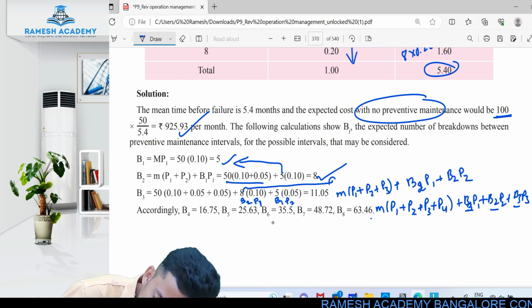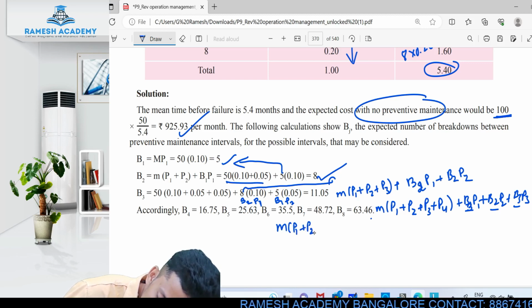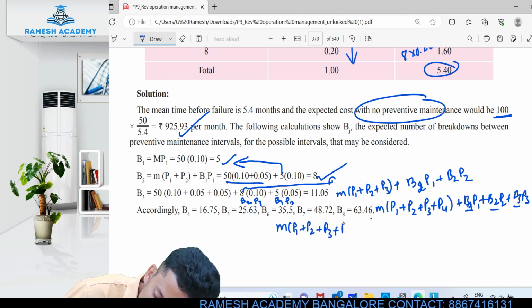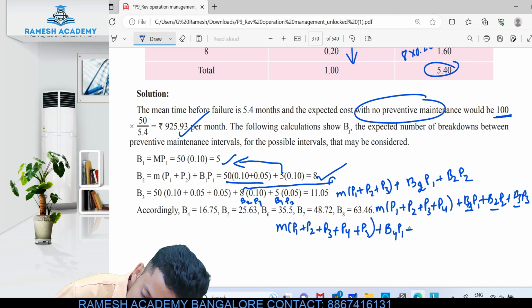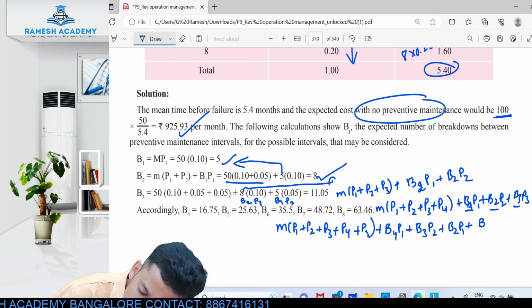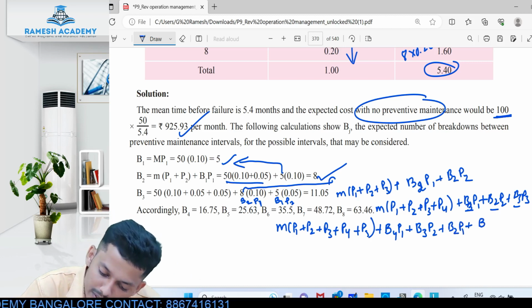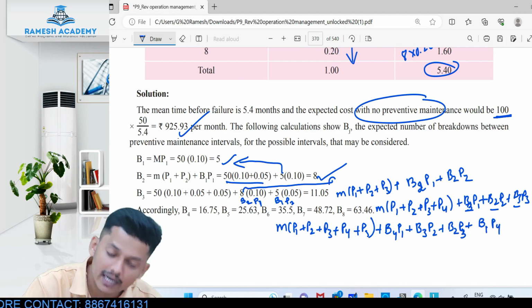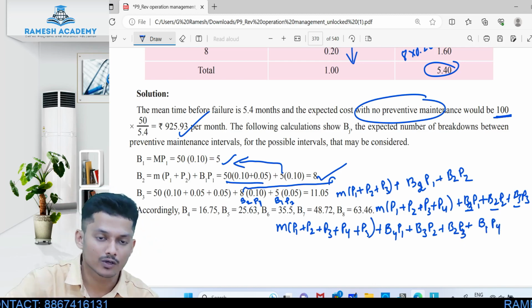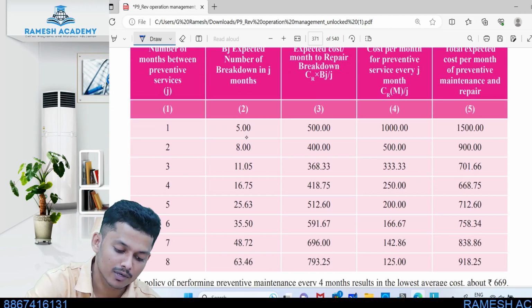So next one for what? B4 is nothing but M, P1 plus P2 plus P3 plus P4 plus P5. Now tell me, plus B4 P1, B3 P2, B2 P3, B1 P4, done. So like that, till it ends, you have to find out, and you get the answers like this by using that formula.